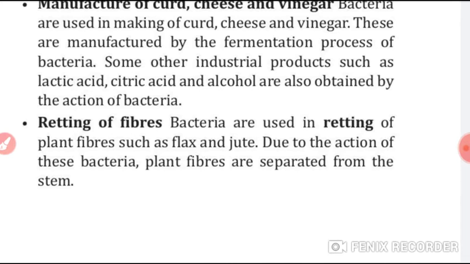by these bacteria. Now students, retting of fibers. Bacteria are also used in the retting of plant fibers like flax and jute. Due to these bacteria, plant fibers are separated from the stem.